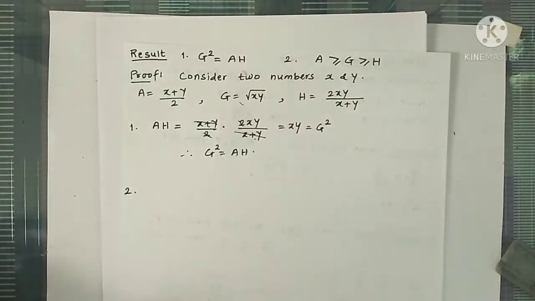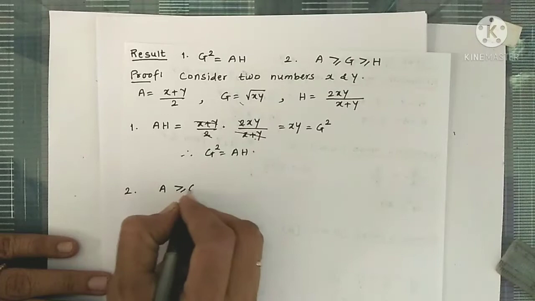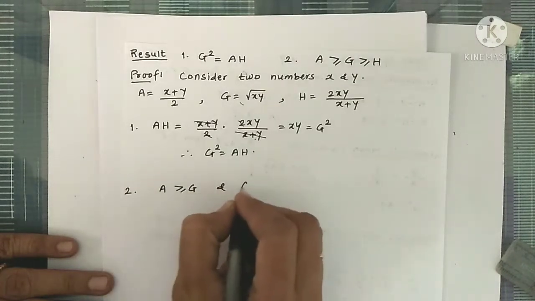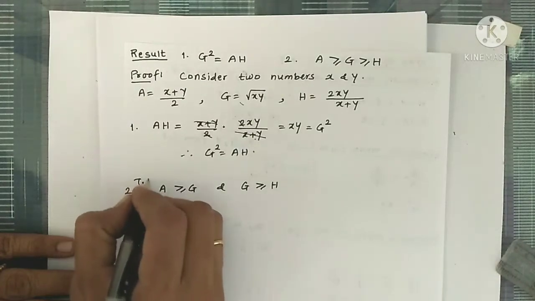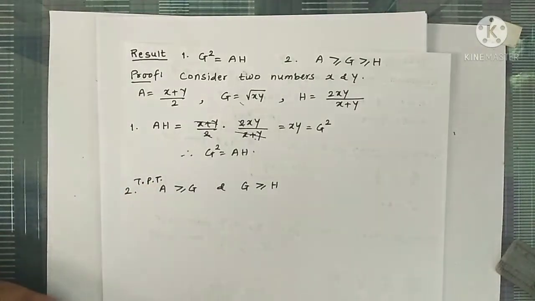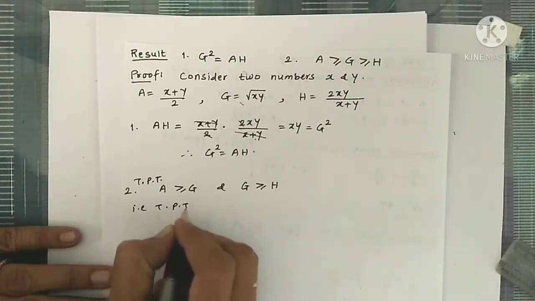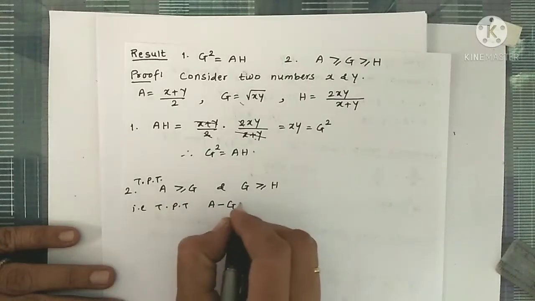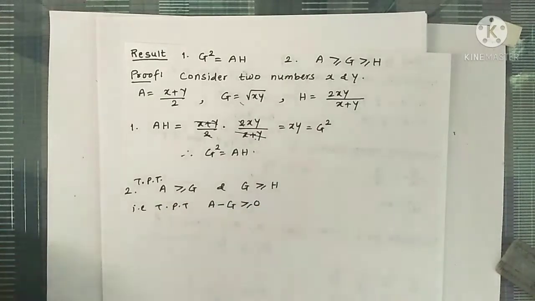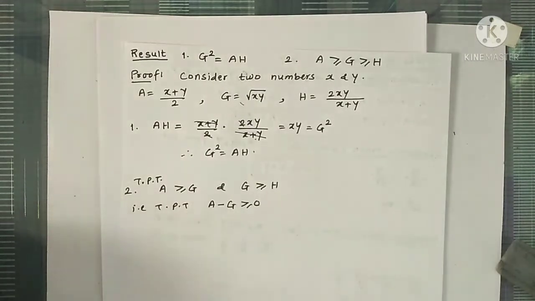Okay. Now to prove the second result. First of all, let's prove that a is greater than or equal to g, and then we will prove g greater than or equal to h. So this is to be proved. That means we have to prove that, transferring this g to the left hand side, a minus g is greater than or equal to 0. So we are proving this result first and then we will be proving this.